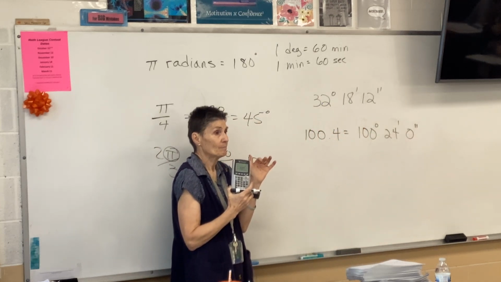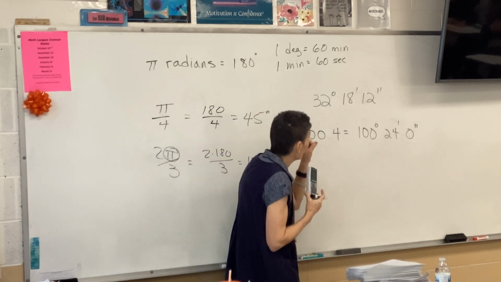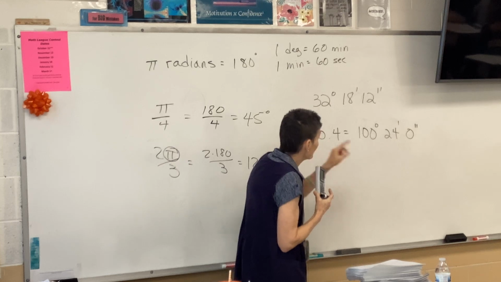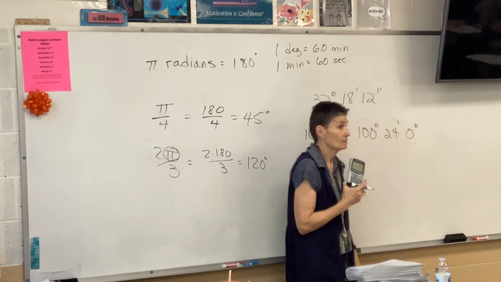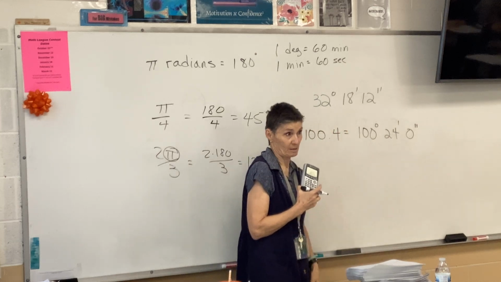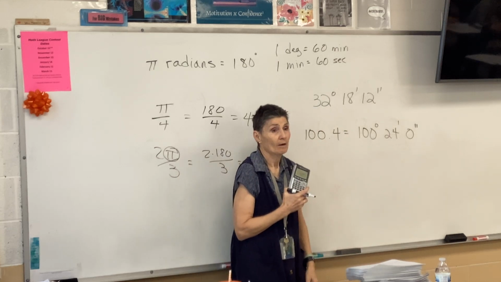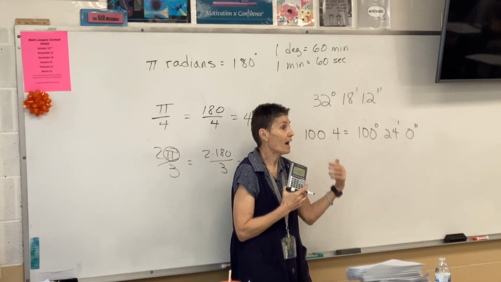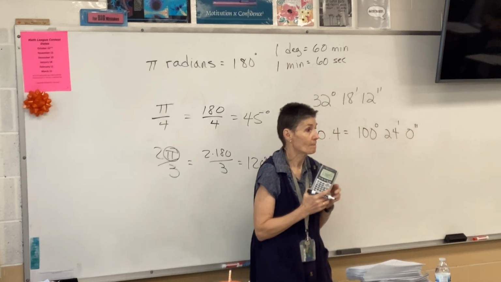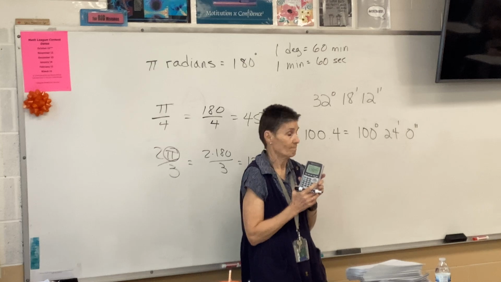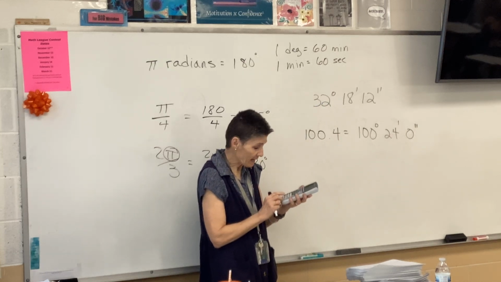Everybody get that? What is the 1 and 11? That's the minute mark, and that's the second mark. It's like feet and inches, but it's minutes and seconds. All right, so how do we get degrees, minutes, seconds? We press DMS. We won't be switching back to radians for a while.